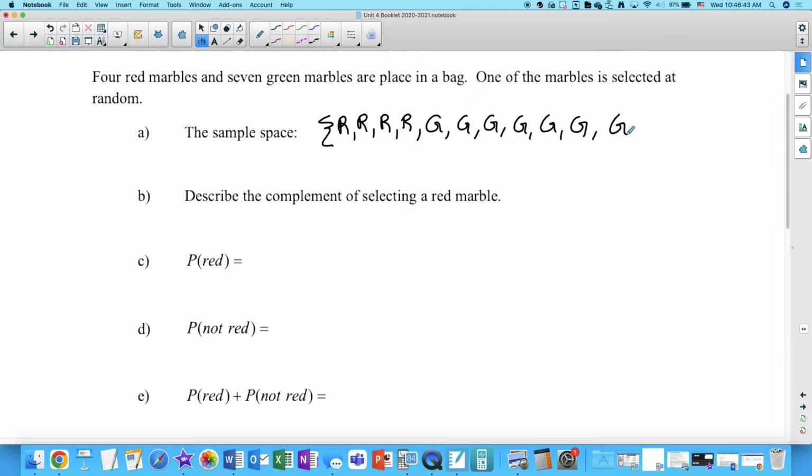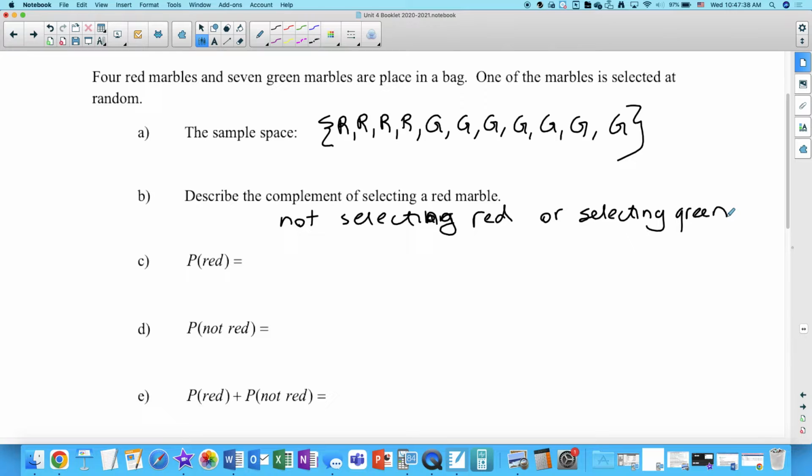What is the complement of selecting a red marble? Describe it. Yes. In this case, the complement of selecting red is selecting green. You have to be careful, though, because if there was another color in the mix, then you'd have to include that color as well. So the complement of selecting red, you can always describe by just using the word not: not selecting red. In this case, you could also describe it as selecting green. But if there were 4 or 5 different colors in there and you just said selecting green, that's not the complement because there'd be other possibilities than red and green.